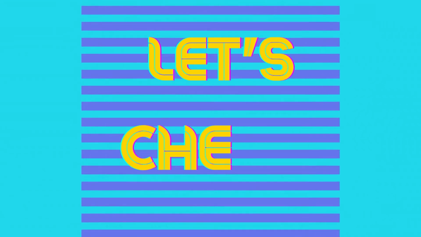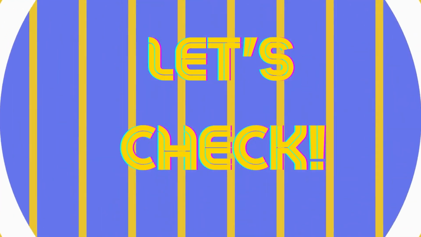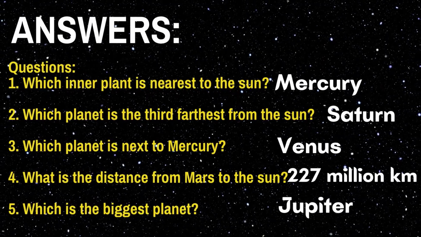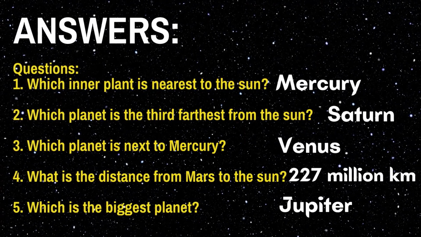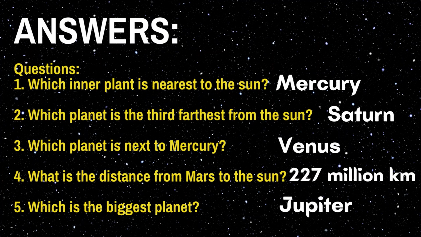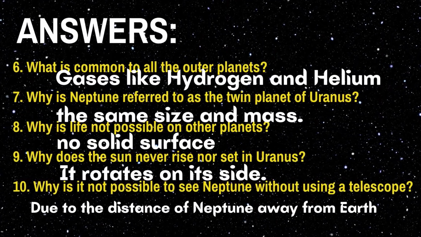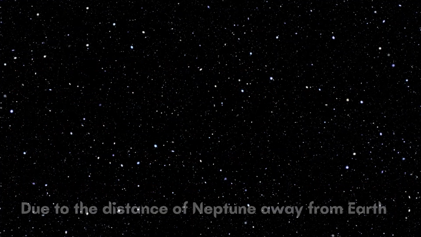And let's move on with checking of your own work. Are you ready? I'm sure you are ready. Now let's check. Mercury, Saturn, Venus, 227 million kilometers, and Jupiter for the first 5 items or first 5 questions. How many of you got 5 answers on these items? Very good. And let's prepare for our 6 to 10 questions. All right, so those are the answers. Congratulations, 6th graders.